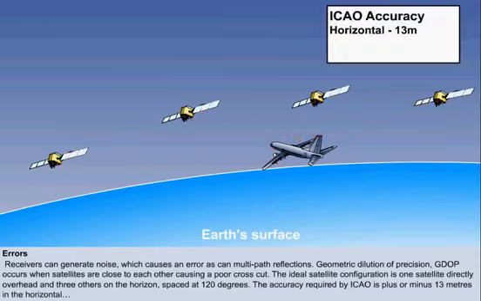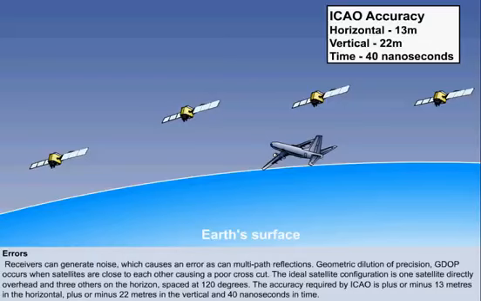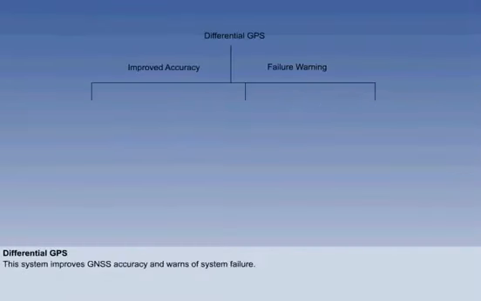The accuracy required by ICAO is plus or minus 13 meters in the horizontal, plus or minus 22 meters in the vertical, and 40 nanoseconds in time. If the SV information degrades, the GPS receiver has no means of determining the degradation. Differential GPS, or DGPS, is a means of improving the accuracy of GPS by monitoring the integrity of the SV data and warning the user of any errors which occur.